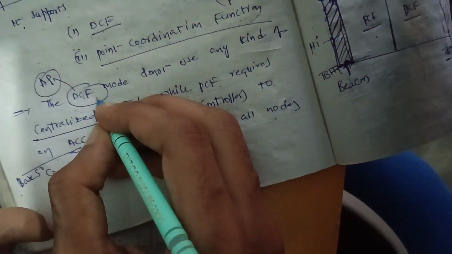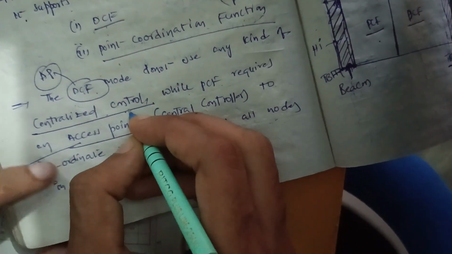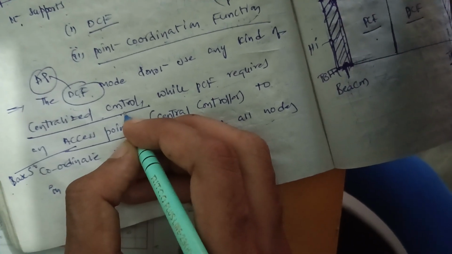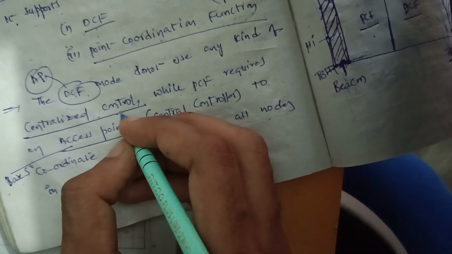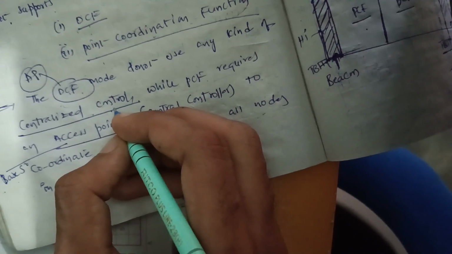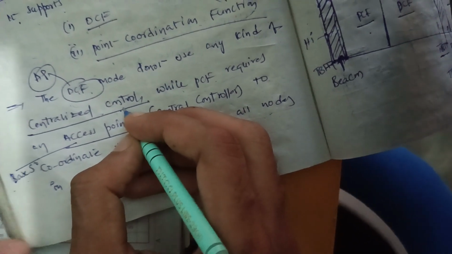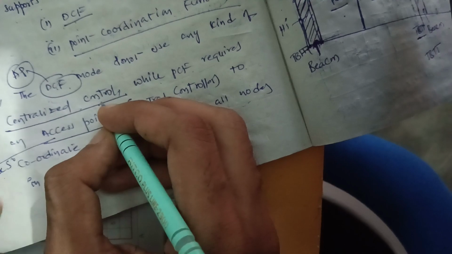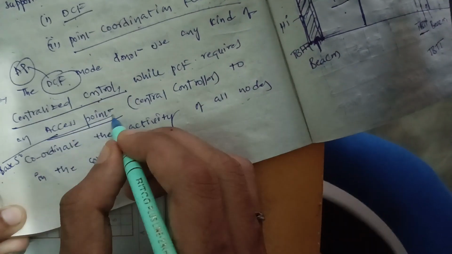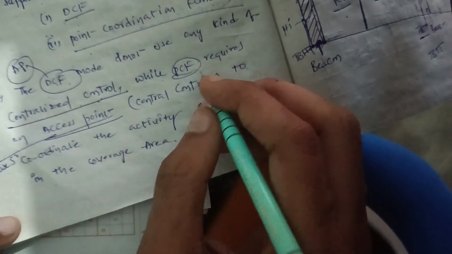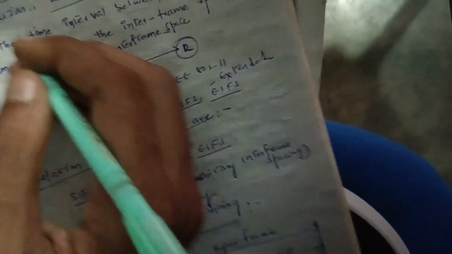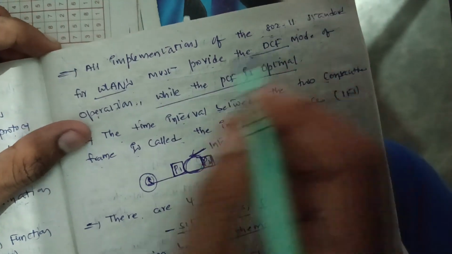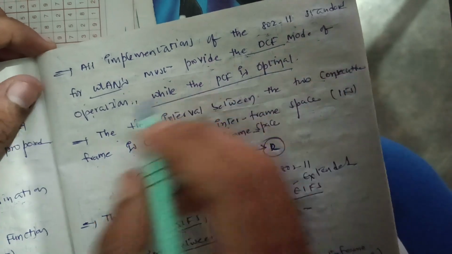The DCF does not contain any centralized control, because it is used in ad hoc wireless networks, where there is no centralized base station available to transmit the data from sender to destination. It uses intermediate nodes or relay nodes to transfer the data between the source and destination, while PCF requires an access point. It means the PCF is optionally used. All implementations of the 802.11 standard for WLANs must provide the DCF mode of operation, while PCF is optional.